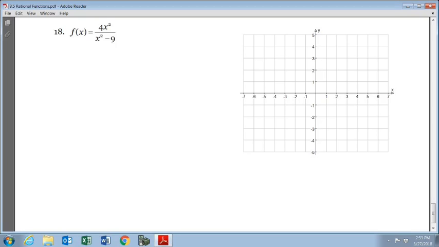So the first thing to notice here, because we're going to want to find the vertical asymptotes, is we can factor the denominator. So that's a difference of squares. We can factor that as x minus 3 times x plus 3.